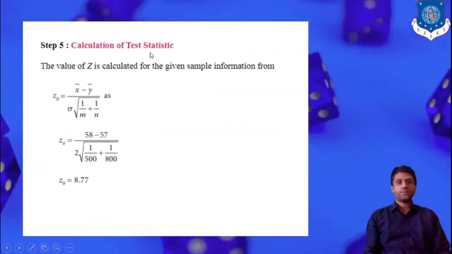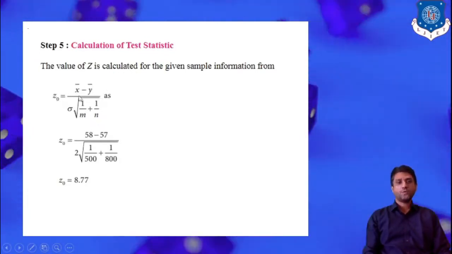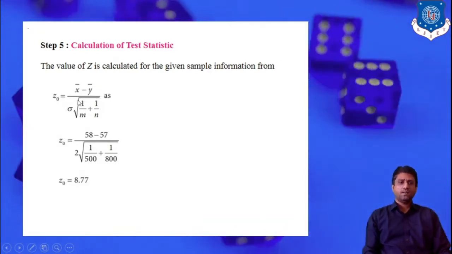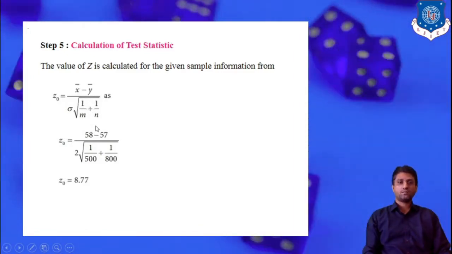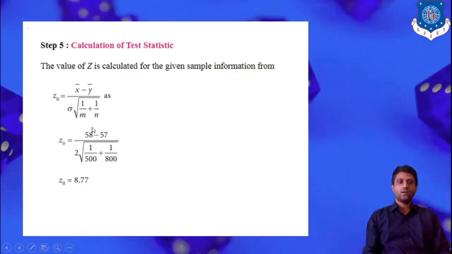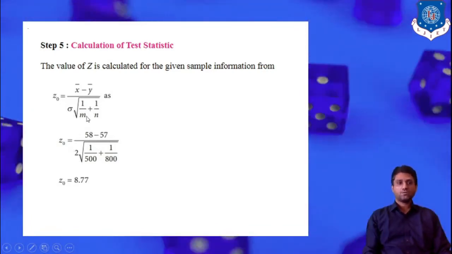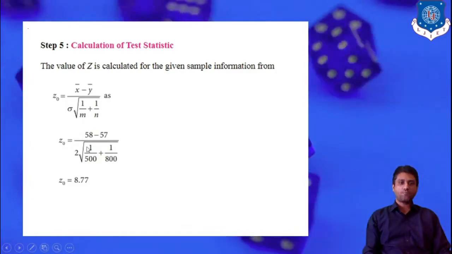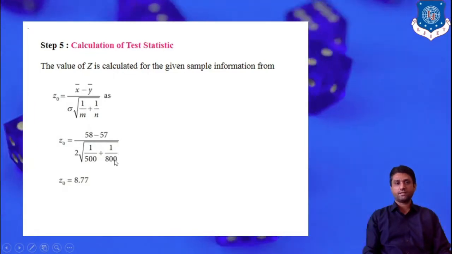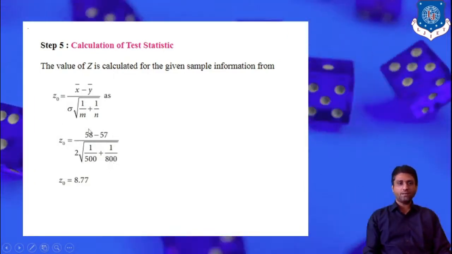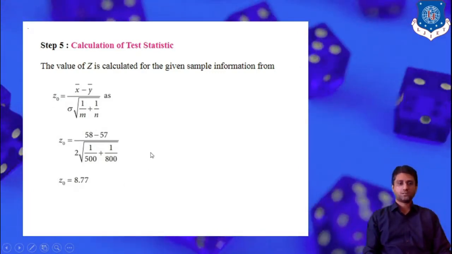Step number 5: we have to calculate the observed Z value, that is, Z observed is equal to x bar minus y bar upon sigma into the square root of 1 by m plus 1 by n. We know that the mean of the first district is 58, the mean of the second district is 57, and the standard deviation is 2. The size of the random sample from the first district is 500 and from the second district is 800. By solving this simple expression, we get the observed Z value as 8.77.